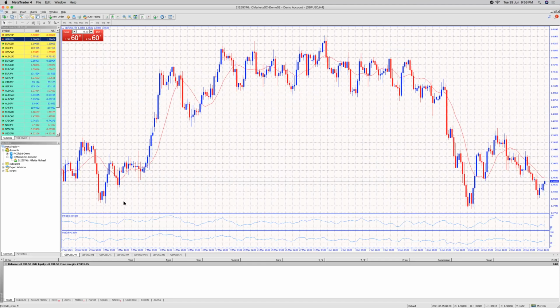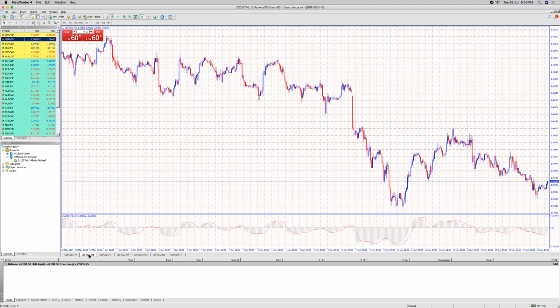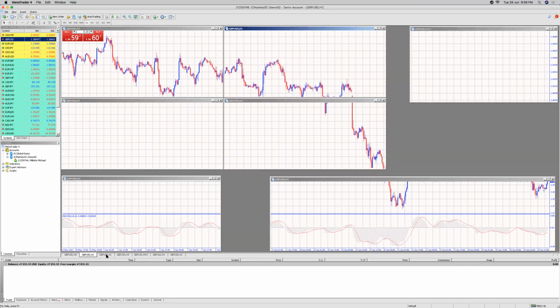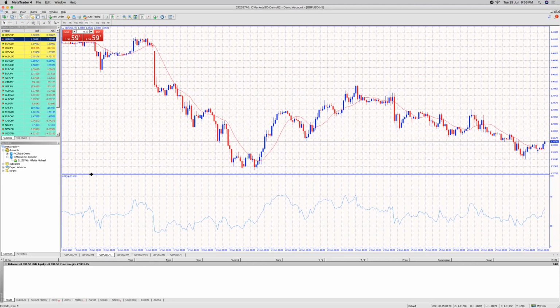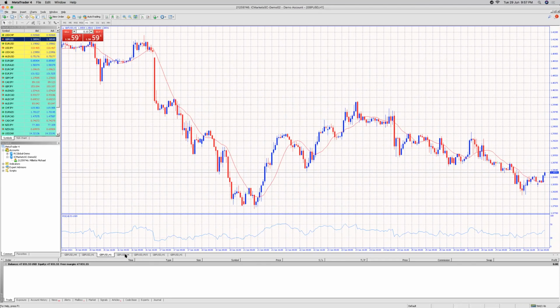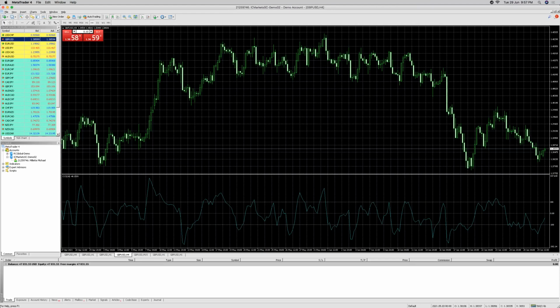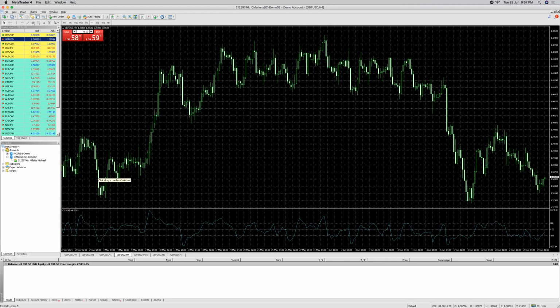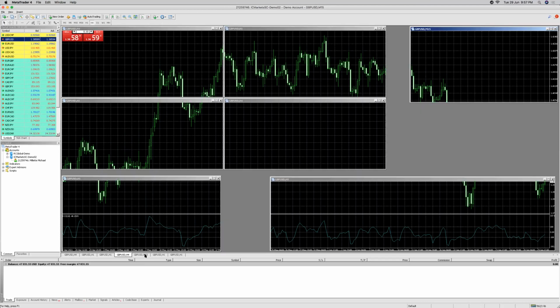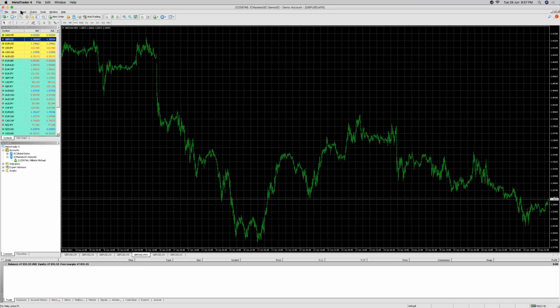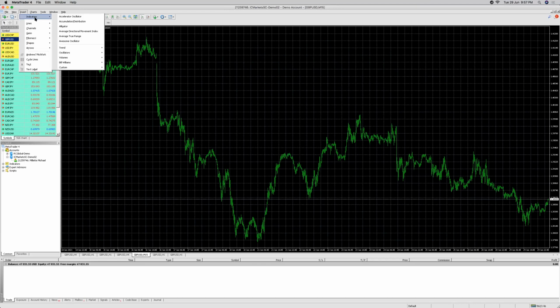So here I have RSI and money flow index. I have MACD on this GBP chart. I have just an RSI on this one. This other one here, I have this CCI indicator on it. And I may want to put on this chart here, let me insert indicators.